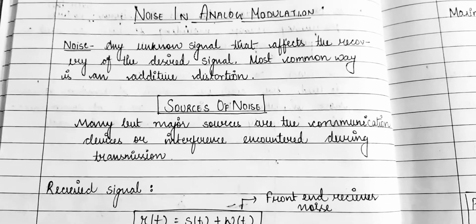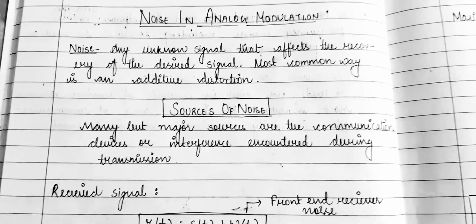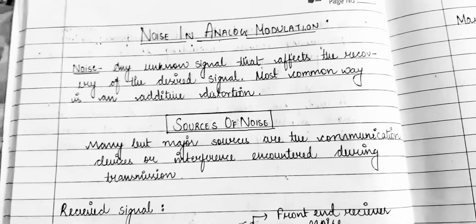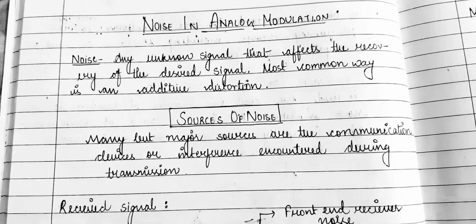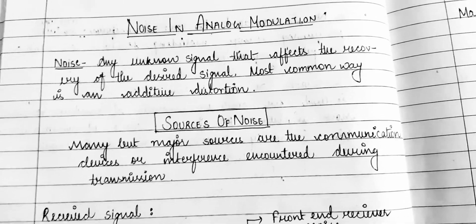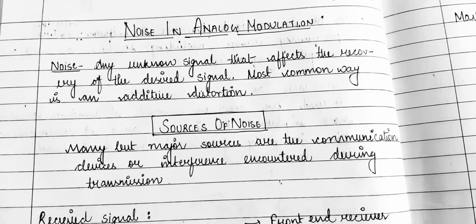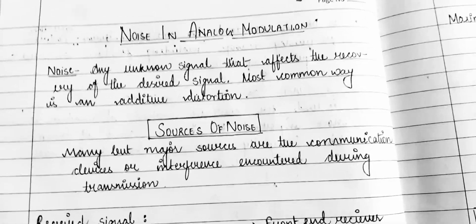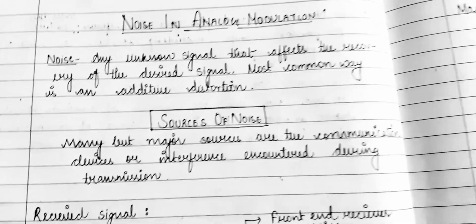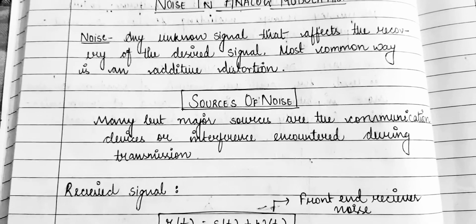In today's lecture, we'll discuss the noise in analog modulation. So, first we need to know what is noise. Noise is any unknown signal which distorts the transmitted signal, which affects the recovery of the desired signal. So during transmission, there is introduction of noise, which is additive in nature and hence called additive distortion.